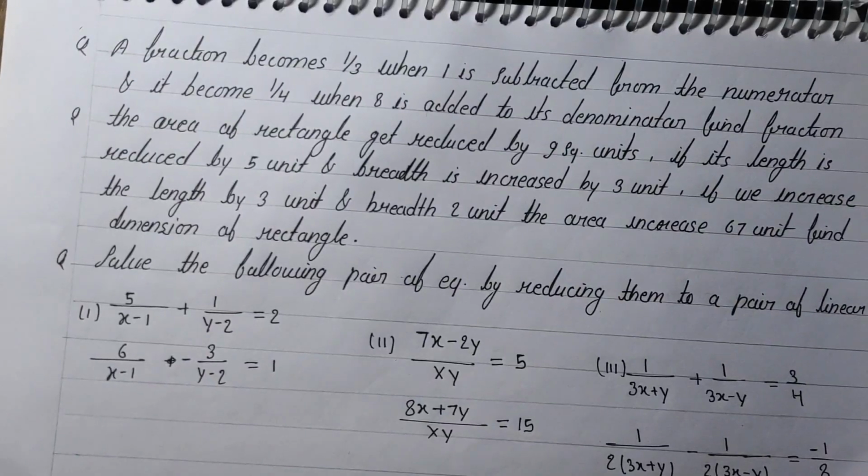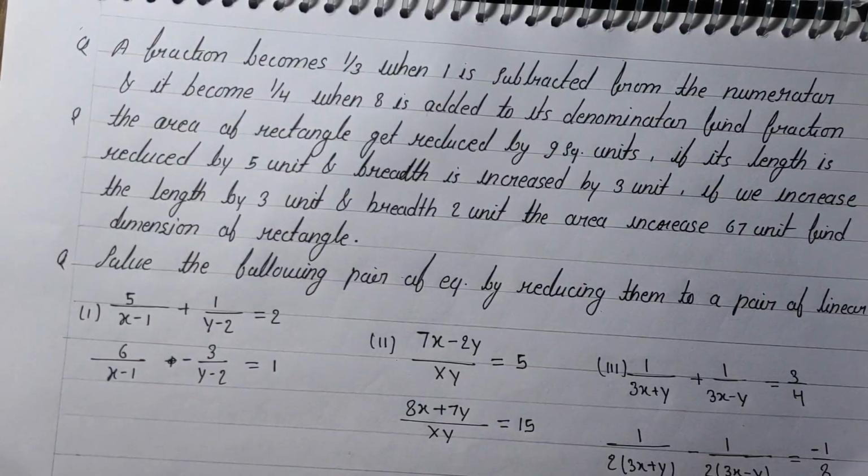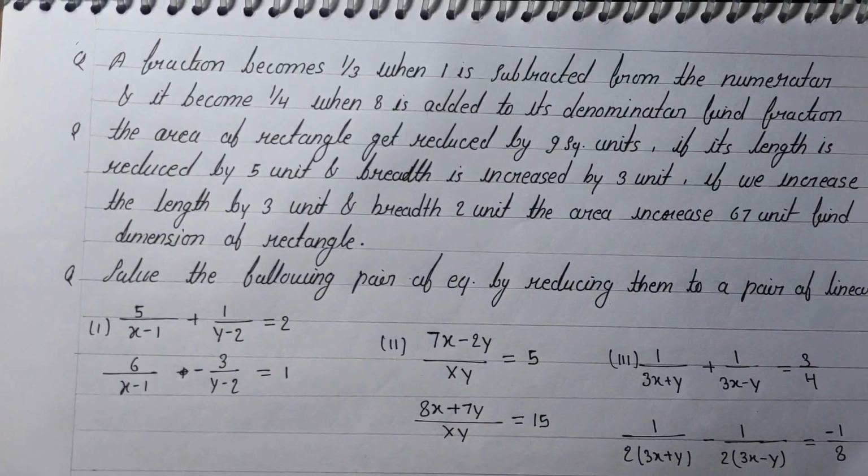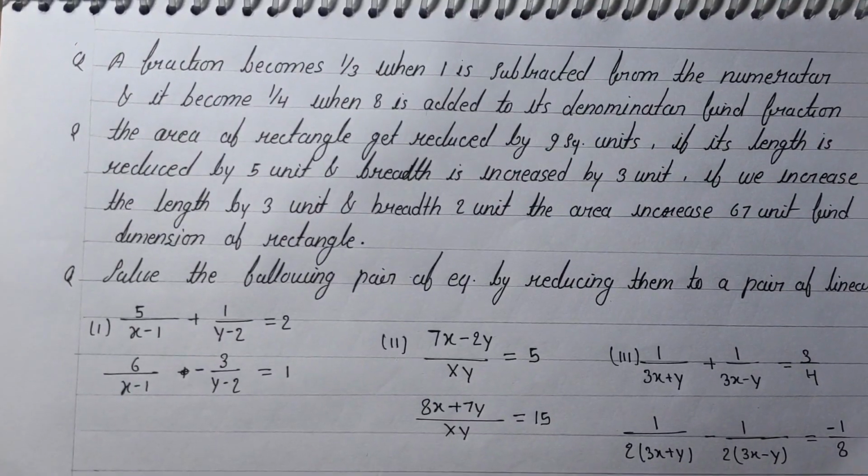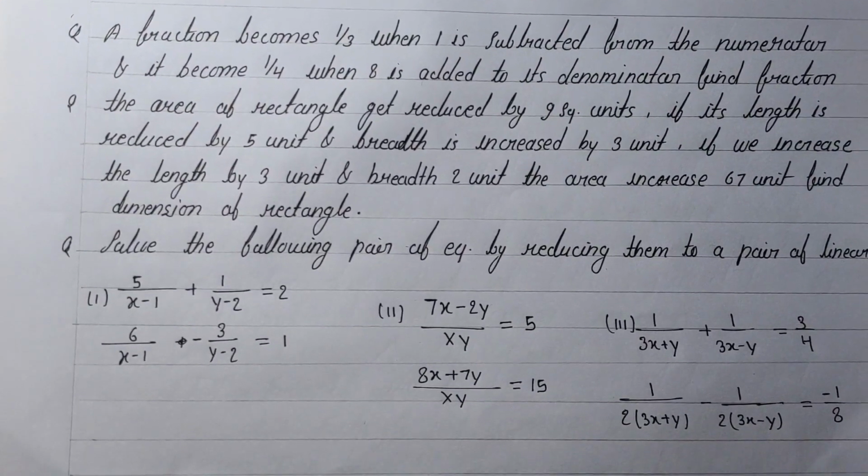Next, a fraction becomes 1/3 when 1 is subtracted from the numerator, and it becomes 1/4 when 1 is added to its denominator. Find the fraction.